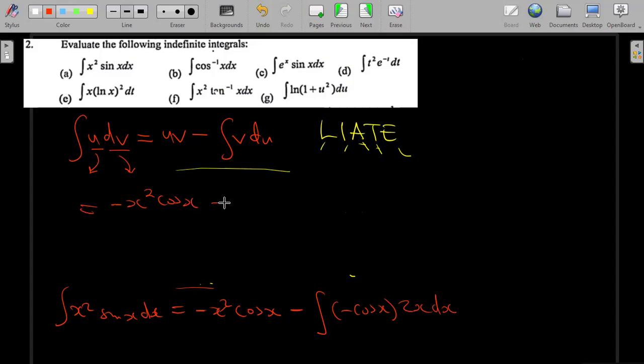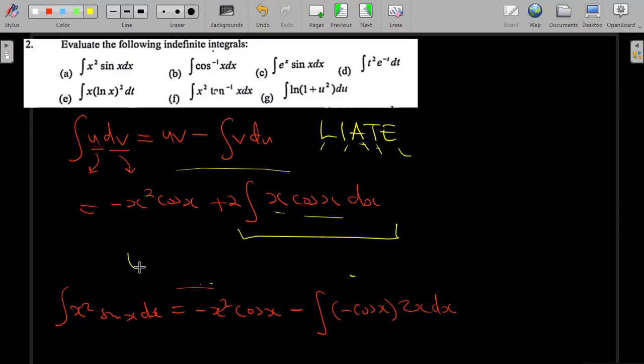Then plus 2 times the integral of x cos x dx. I see now that from here I would have to employ integration by parts again, because I have an x and I have a trigonometric function here. So I have to do integration by parts for the second time.